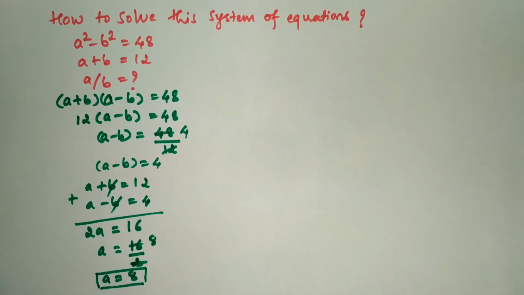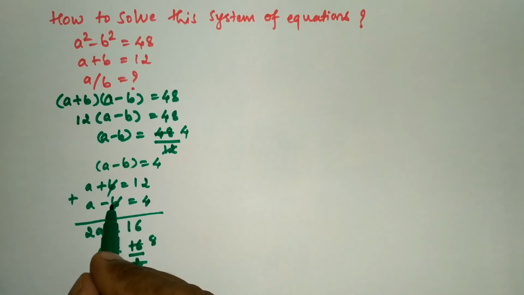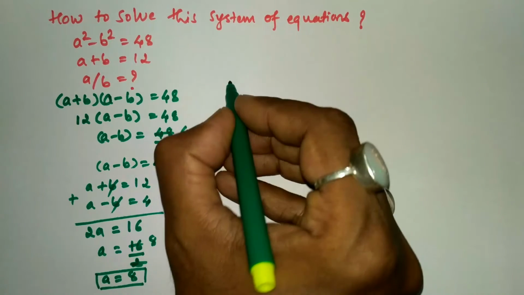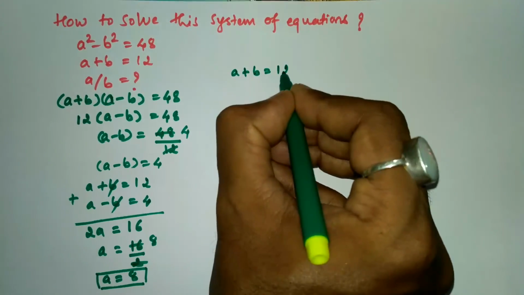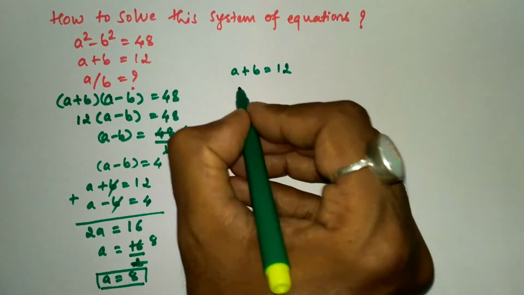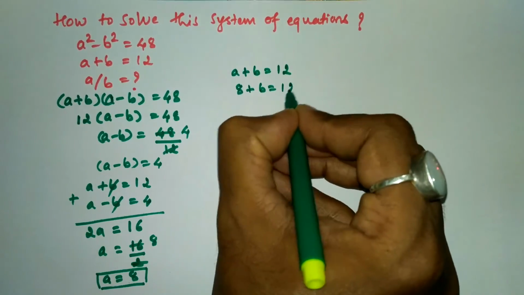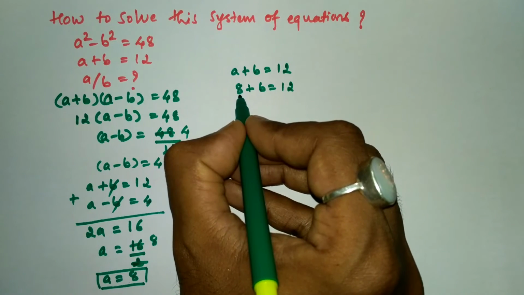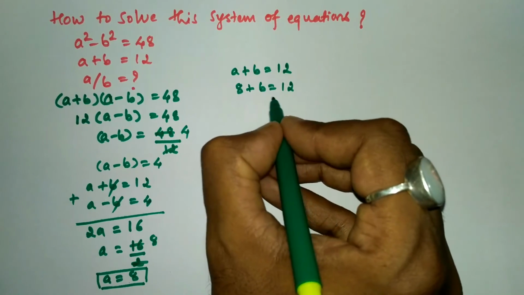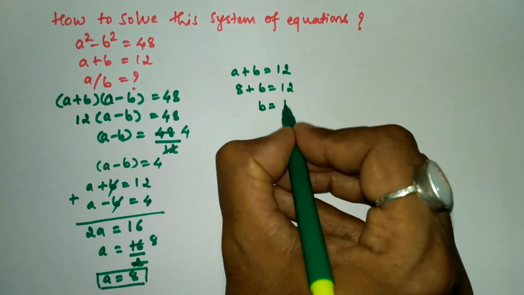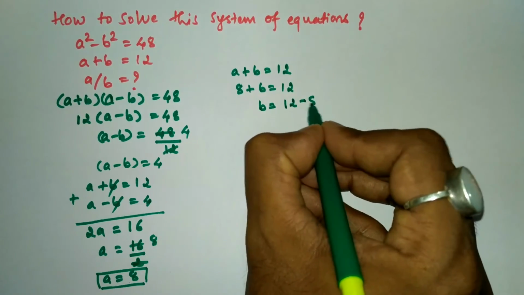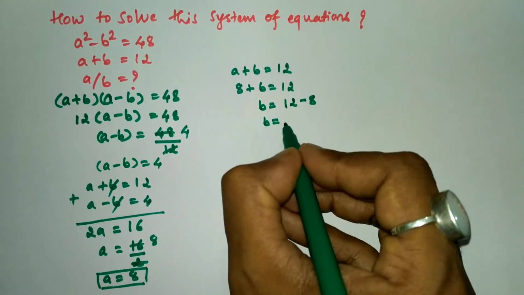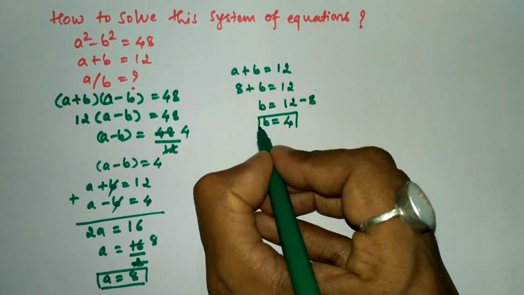So here we need to make a note of this value, a = 8. Now let us substitute a = 8 in any of these two expressions. So I'll take a + b = 12. Here I'll write a + b = 12 and substitute the value of a as 8: 8 + b = 12. Now this is 8 + b. So when I transpose this +8 from the left-hand side to the right-hand side, it will become minus. I'll write b as it is, equal to 12 - 8. So here b = 12 - 8, which gives me 4. So here b value is 4.